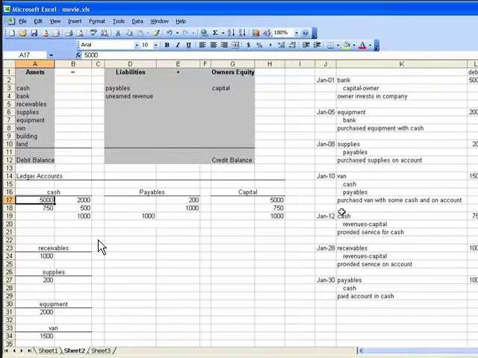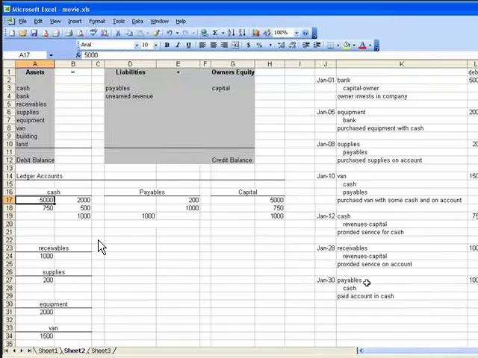Next transaction, okay, we provided service for cash, so cash is going up, so we're going to debit cash $750 here, and service, okay, so capital goes up $750, so this is revenue. Next, we provided service now on account. So accounts receivable will go up, so it's debited $1,000, and revenue goes up $1,000, and for capital to go up $1,000, it has to be credited on the right-hand side.